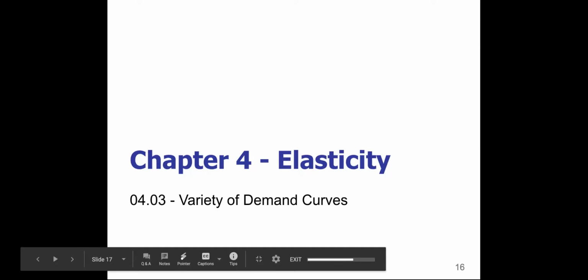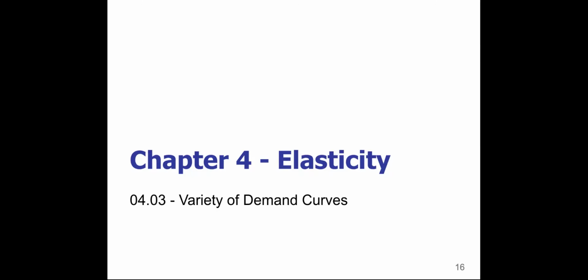Chapter 4, Elasticity. In this video, we're going to look at a varying type of demand line, and we're going to see demand lines which are what we call elastic or inelastic. Remember that all demand lines are downward sloping. They have a negative relationship between price and quantity, but the slope of that demand line can vary.